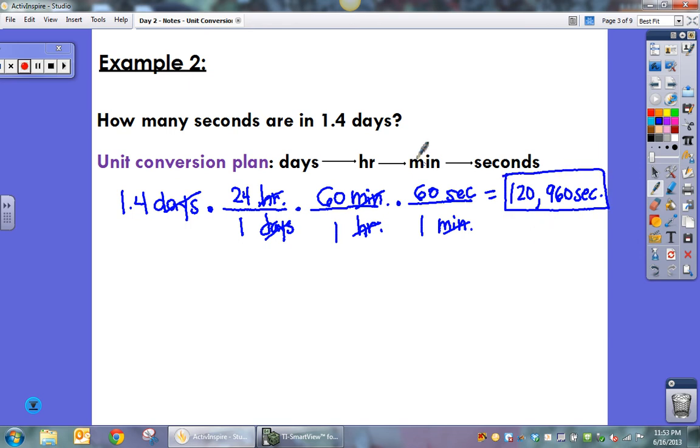So again, if I say I went camping for 1.4 days, I could also express that and say I went camping for 120,960 seconds, and I'm talking about the same amount of time.